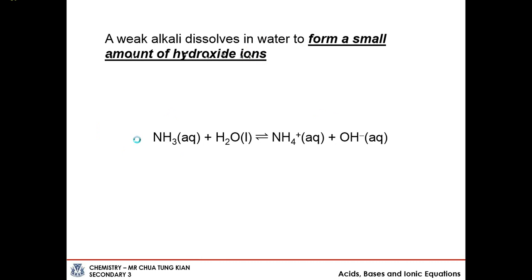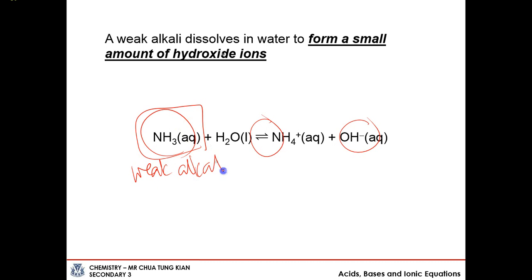The weak alkali, for example, is ammonia. This is a reversible arrow. So for every 1 mole of NH3, I do not get 1 mole equivalent of OH minus. I get much less than 1 mole. As a result, I can say that aqueous ammonia is actually a weak alkali because it does not form 1:1 of OH minus in water.